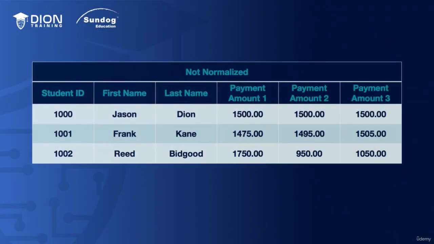Let me show you an example of a database table that is in a not normalized form. You'll notice here I have the student ID, the first name, the last name, and then the amount of payments made by students across a 3-payment plan, amount 1, amount 2, and amount 3. Now, notice here that we have 3 different students, student 1000, 1001, and 1002, and we have 3 payments from each of them. Now, why is this not normalized?